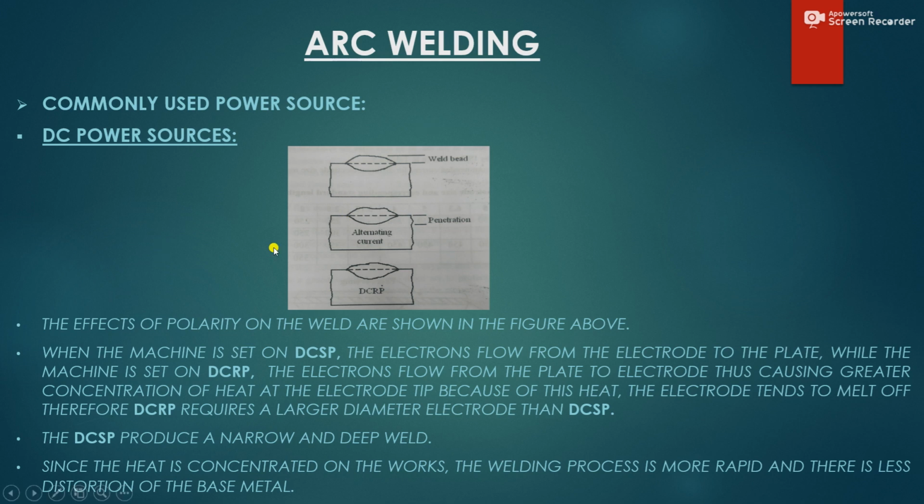Now, the effect of polarity on the weld is given here. Basically this is the weld bead if alternating current is used, and this is if DCRP, direct current reverse polarity, is used. Okay, the penetration in this one is shallower, in this it is much deeper.